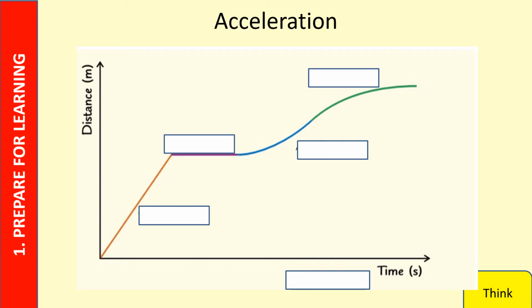For a starter activity, have a look at this distance time graph, the kind of graph that we looked at in the last lesson, and see if you can label the various points of the graph and try and remind yourself what that information means. Check your answers on the next slide when you're ready.